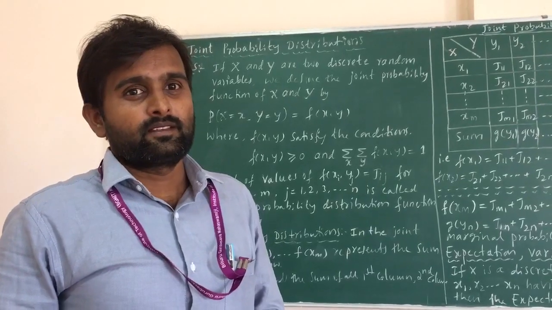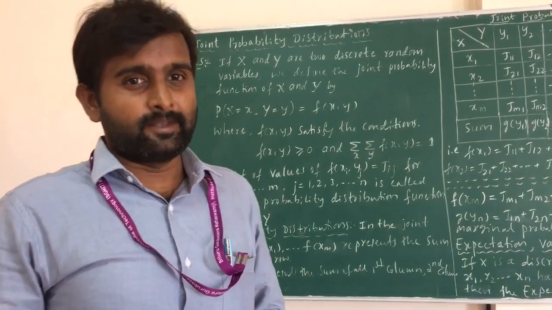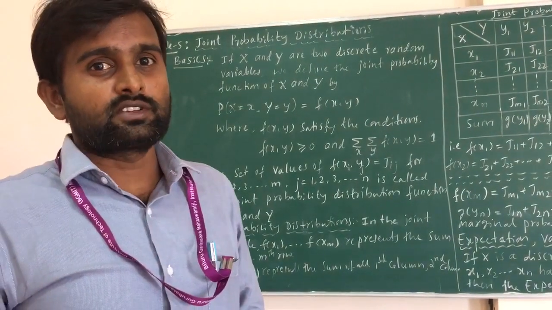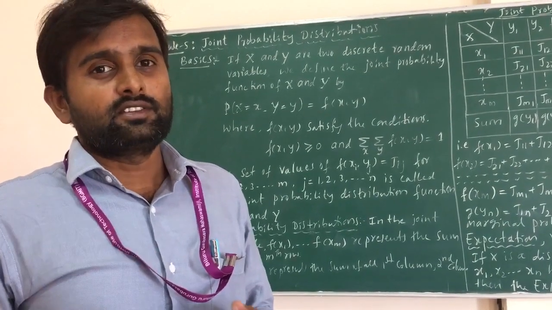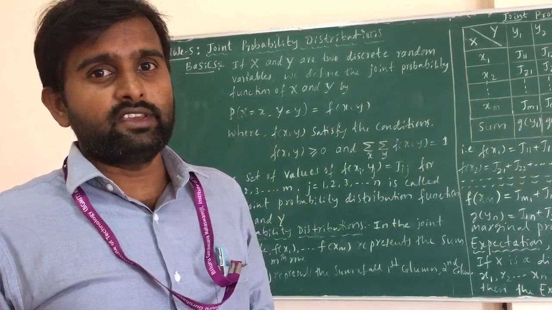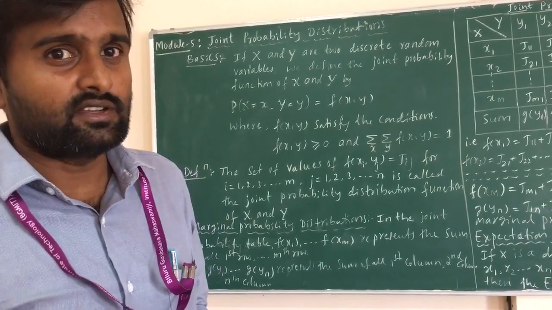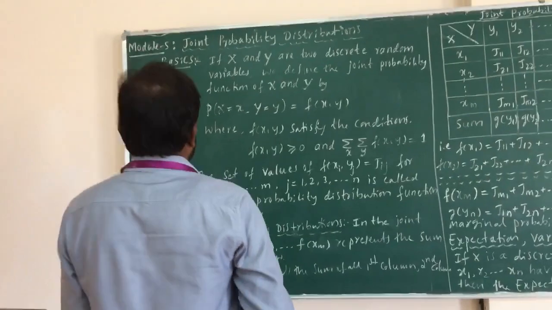Good morning, students. So last video we have seen model 4, statistical methods, right? After that we'll see model 5. Model 5 is a joint probability distribution, right? Joint probability, or joint probability distribution.